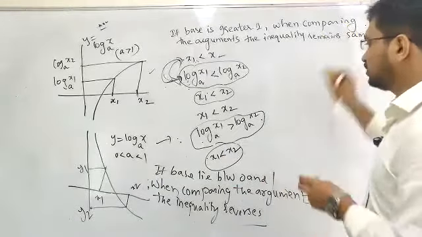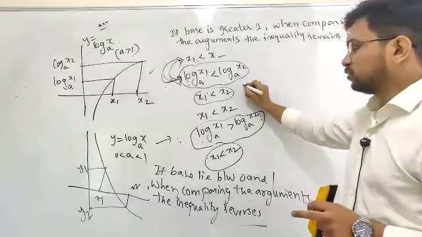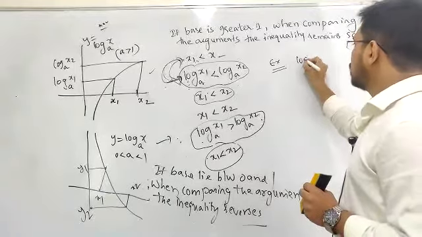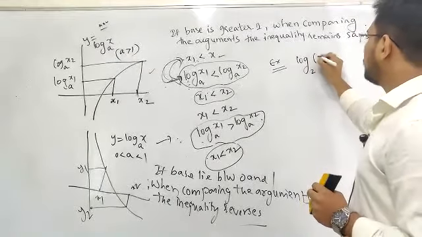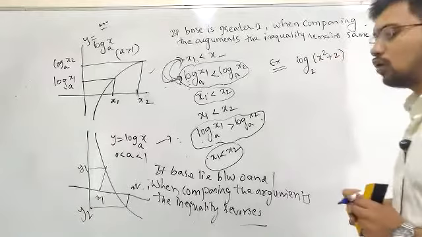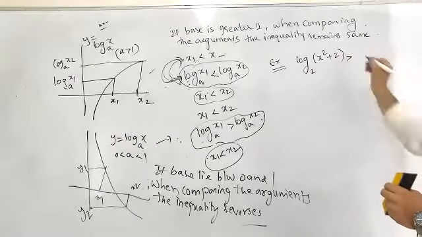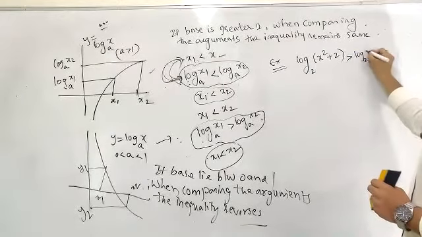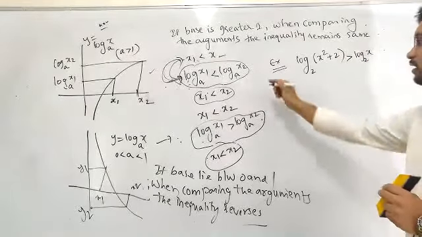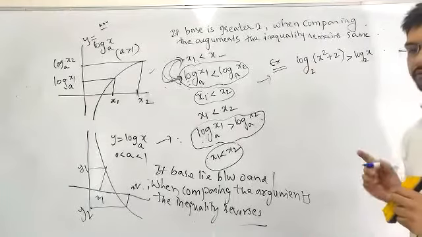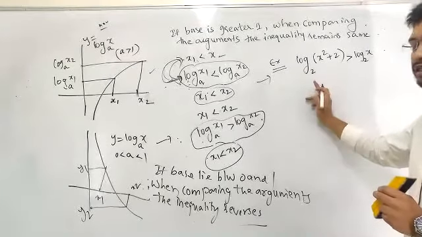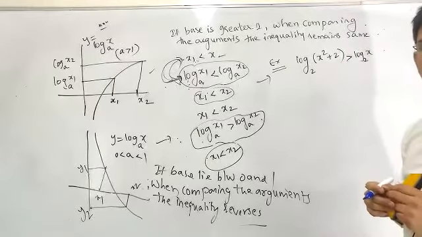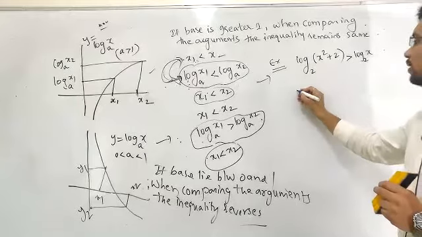For example, if I write something like this: log 2 to the base of x square plus 2 is greater than or equal to log 2 to the base x. You have seen an inequality like this in a question. So what you need to do is write it like this.